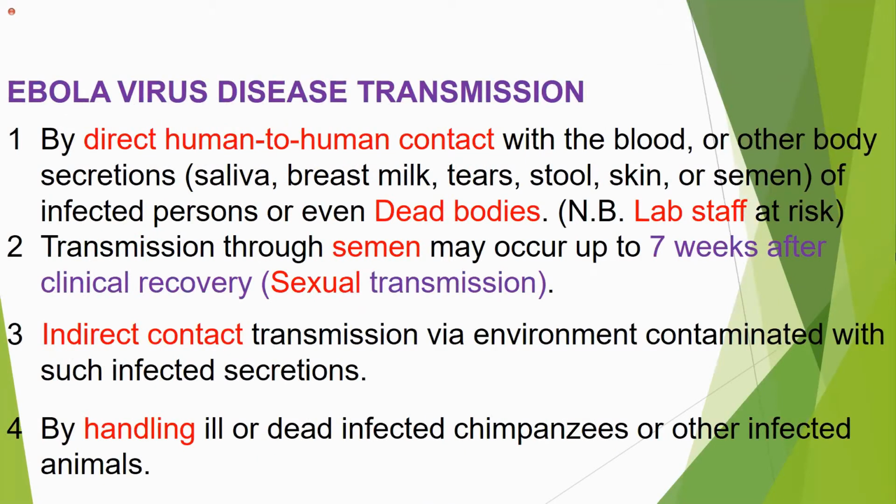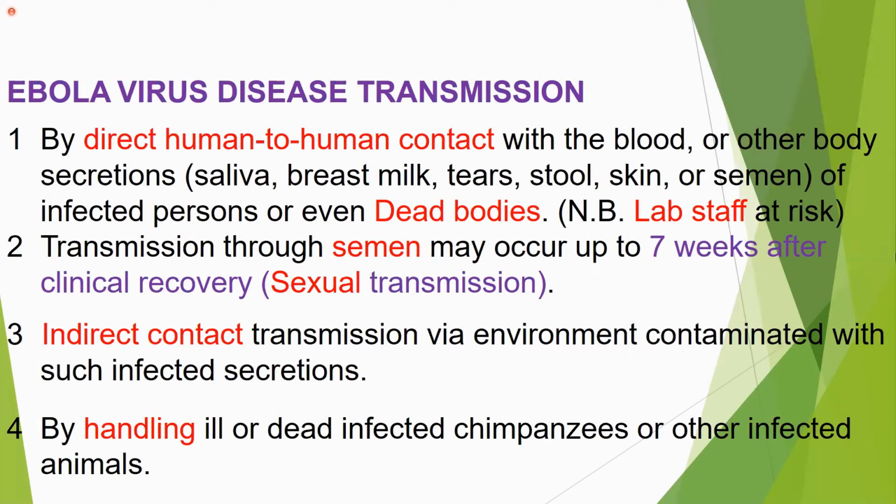So Ebola virus disease is transmitted by direct human-to-human contact with the blood or body secretions like saliva, breast milk, tears, stool, skin, or cells of infected persons, or even dead bodies. So our livestock is at risk. Transmission through semen may occur up to 7 weeks after clinical recovery. Indirect contact or transmission via the environment contaminated with such infected secretions, by handling ill or dead infected chimpanzees or other infected animals.